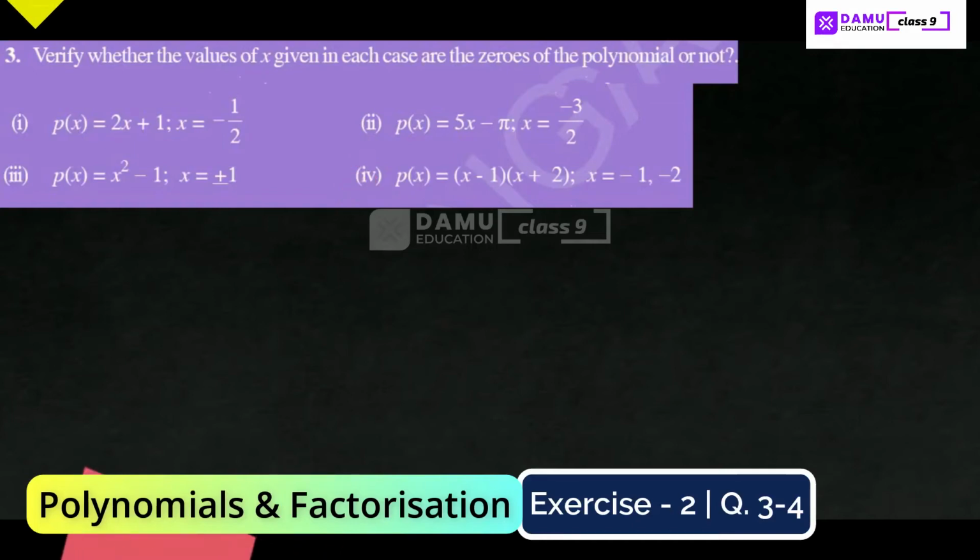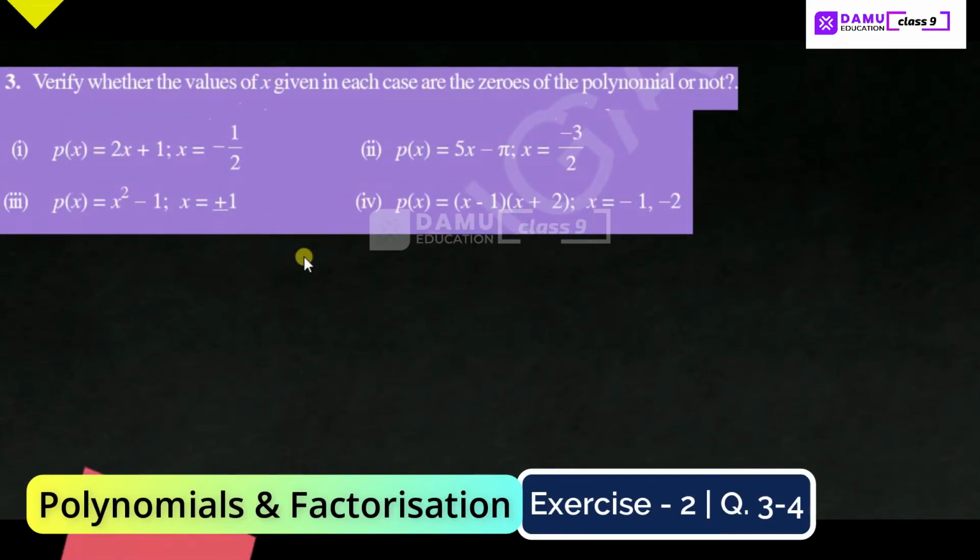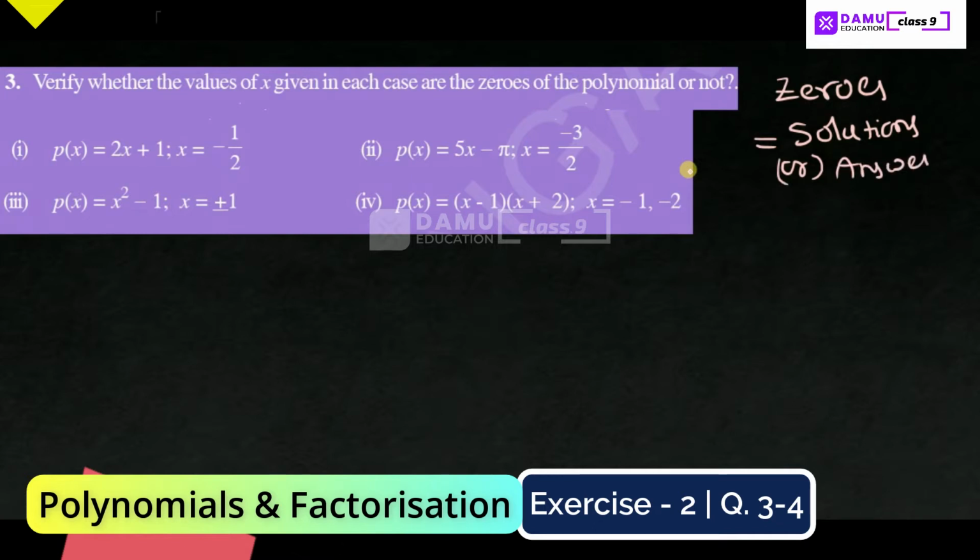So in this module, we are going to discuss the third question: verify whether the values of x given in each case are zeros or not for the polynomial. What is meant by zero in the polynomials? Zeros are nothing but solutions or answers for the polynomials. Zeros means we have to remember this case.